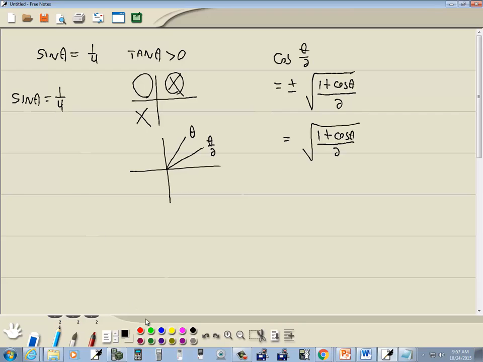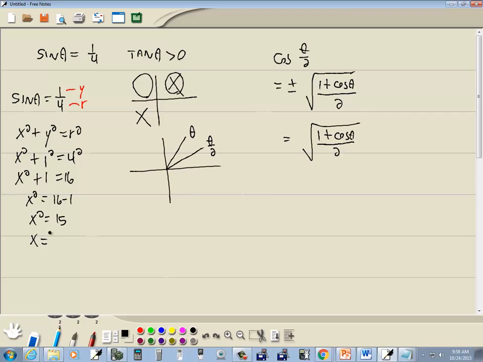Sine theta is equal to 1/4, and sine is y over r. So we're going to have x squared plus y squared is equal to r squared. So we got x squared plus 1 squared is equal to 4 squared. So we got x squared plus 1 is equal to 16. Take the 1 over, and we get x squared is equal to 15. Square root property, drop our squared, put a plus or minus square root on the other side. And we said we're in quadrant 1, which means that the x values are positive. So we're going to have a positive square root of 15.